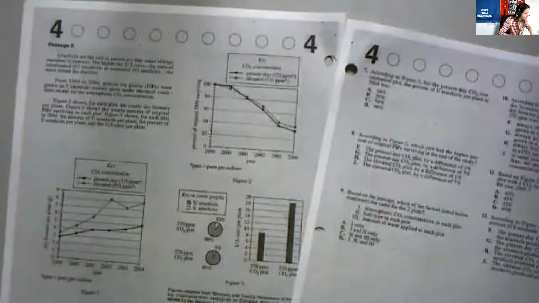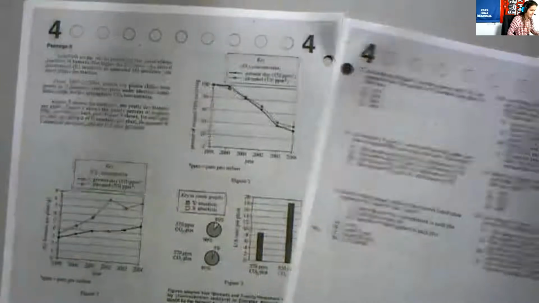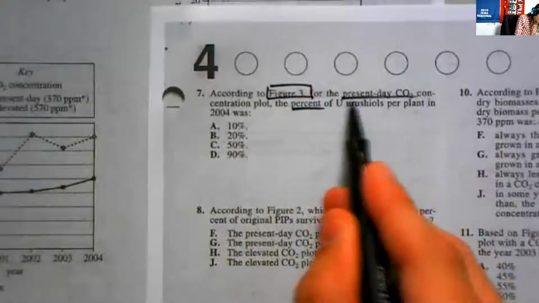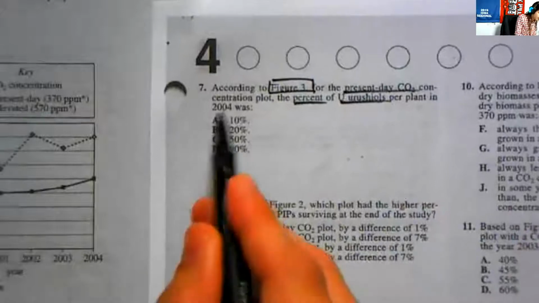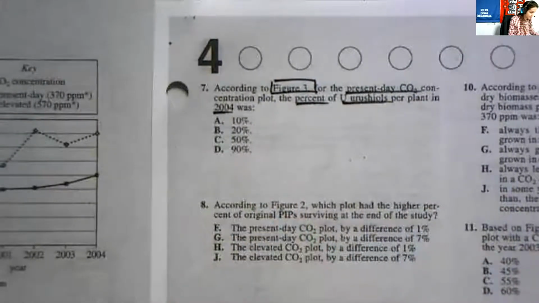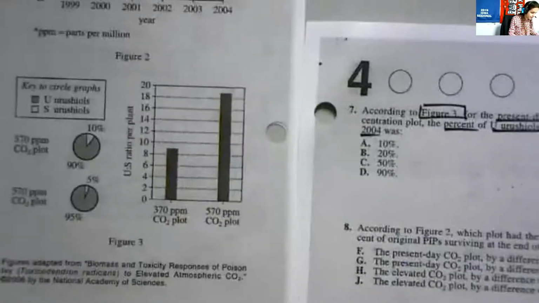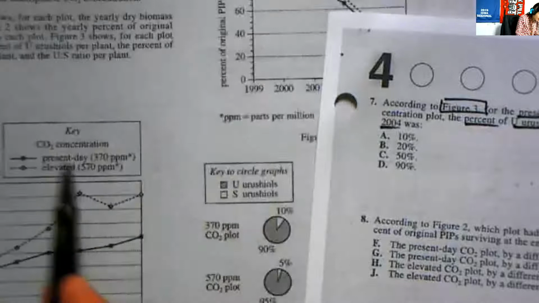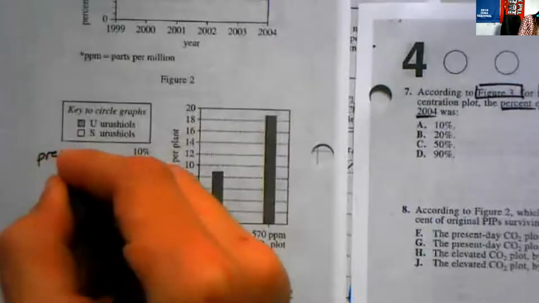All right, you've unpaused. Great. Now let's work through this together. Again, rotating through my colors. Number 7. According to figure 3, I'm going to box in where I'm going to look. For the present day CO2 concentration plot, the percent of urushiols in 2004 was what? Okay, it's a lot of words there. Figure 3. It's right here. Present day. How do I know present day? Oh, I see, I got present day over here. Looks to be 370. Okay, so 370 is present day.